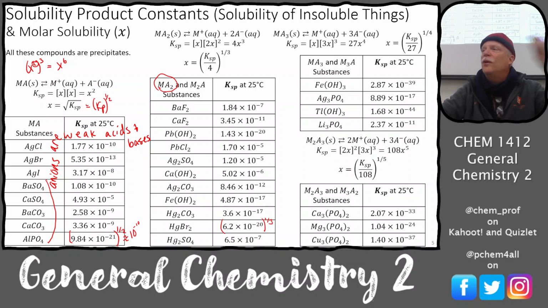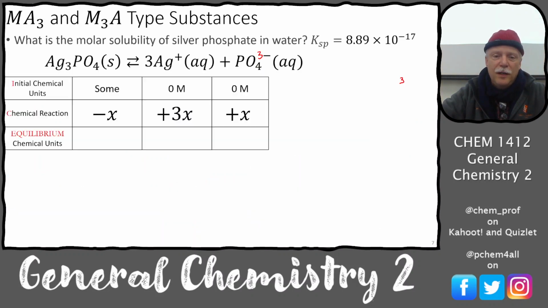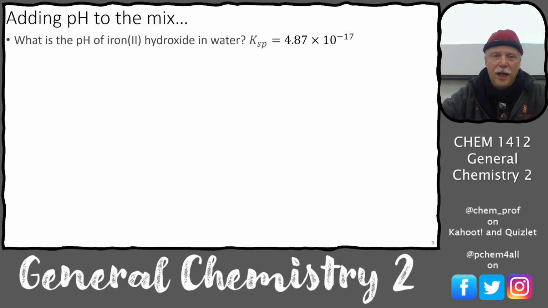So in your homework, one of the questions is like, which one of these salts would affect the pH? And it's a bunch of halides. But fluoride is the one, because fluoride is a weak acid, a weak base. Okay. So let's go on ahead to adding pH to the mix.